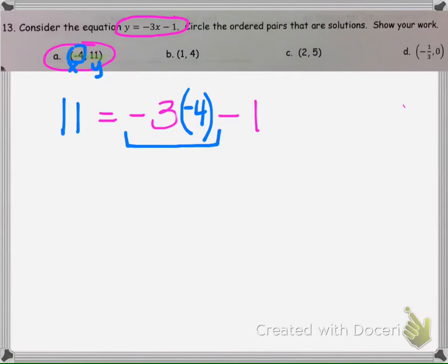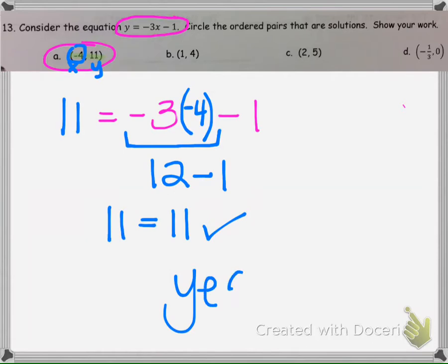So we're going to go ahead and multiply. Negative 3 times negative 4 is 12, and 12 minus 1 is 11. So, therefore, yes, it is a solution. So, yes.